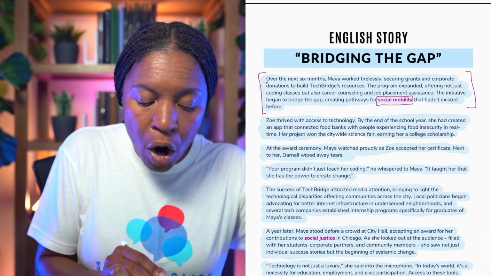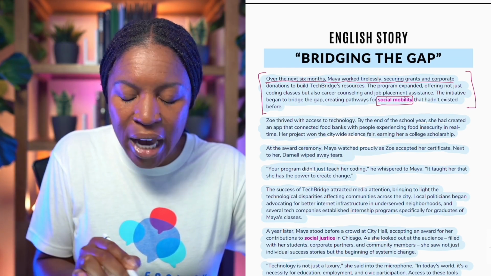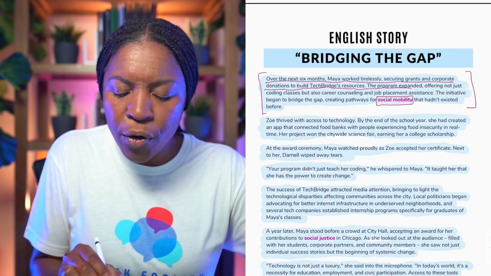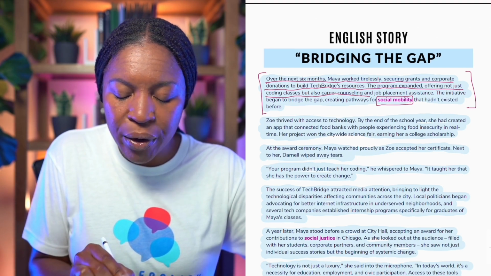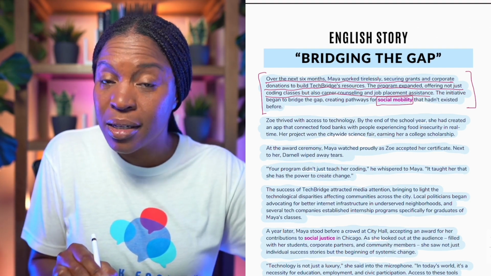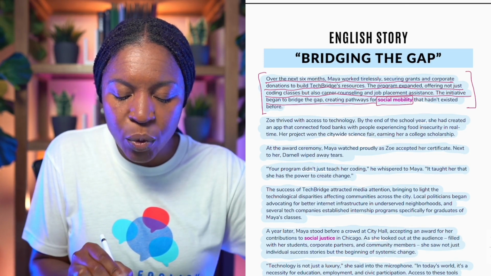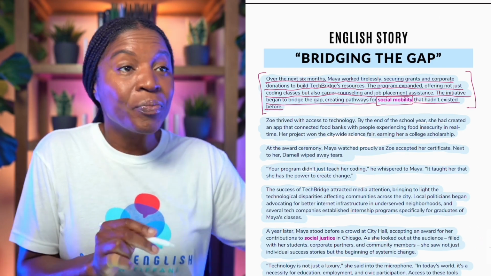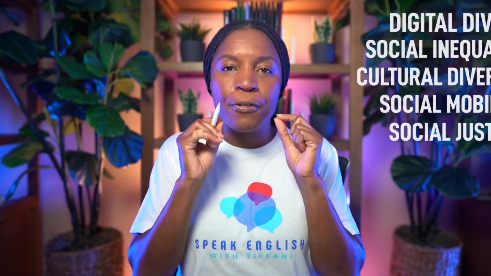Here we go. Over the next 6 months, Maya worked tirelessly, securing grants and corporate donations to build TechBridge's resources. The program expanded, offering not just coding classes, but also career counseling and job placement assistance. The initiative began to bridge the gap, creating pathways for social mobility that hadn't existed before. So now we see how this term social mobility was used in the story. And that brings us to our fifth term.